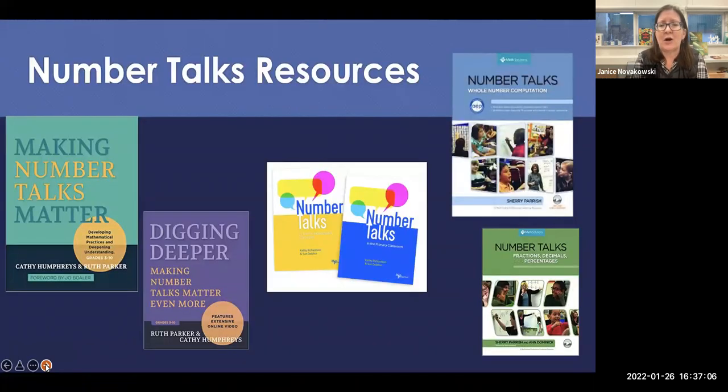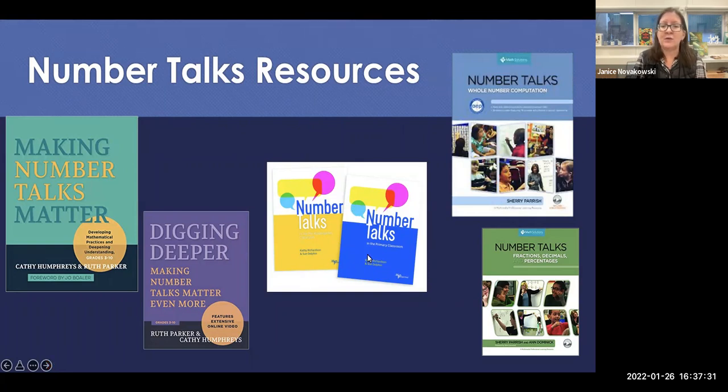Here are some key number talk resources that might be in your professional library at your school. The two on the left, I recommend for grade 2 through grade 9 or 10. They really talk about the 4 operations, and those 4 operations with different types of numbers, like whole numbers, decimal numbers, fractions, integers, etc. And Ruth Parker, again, is one of the authors on those and was one of the original developers of number talks.